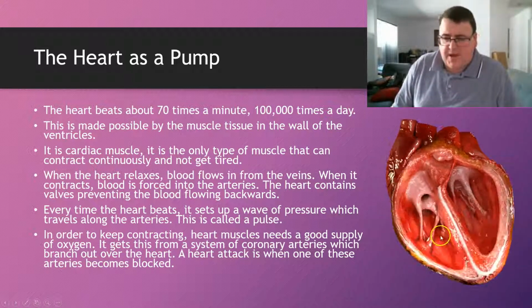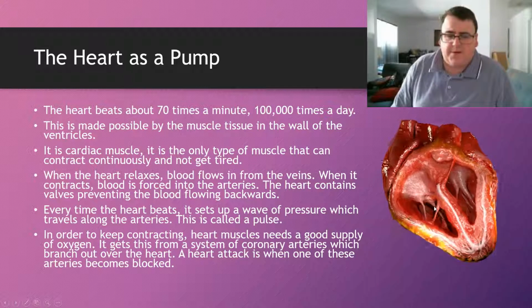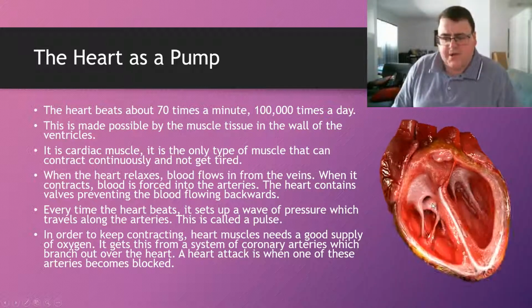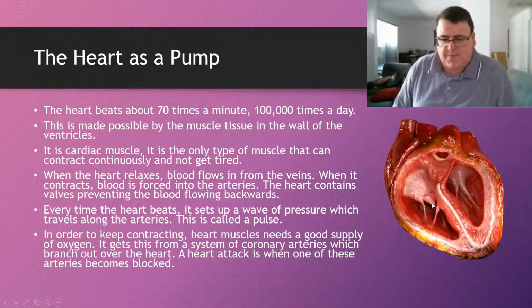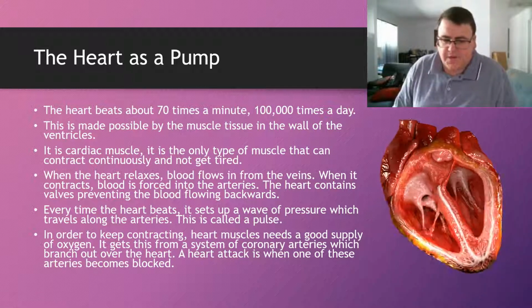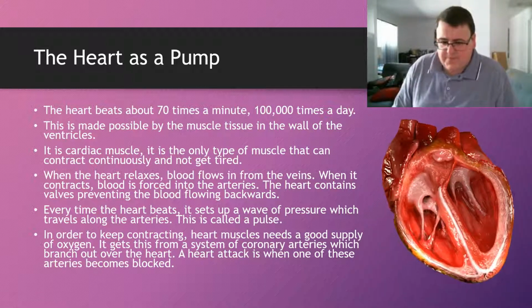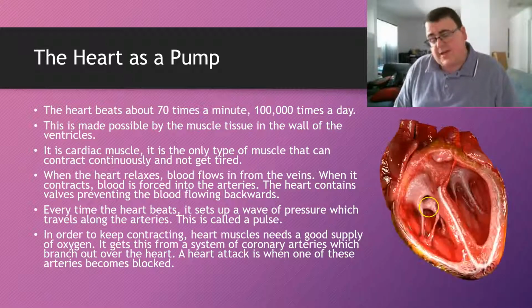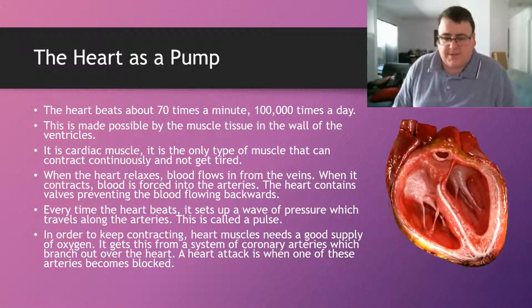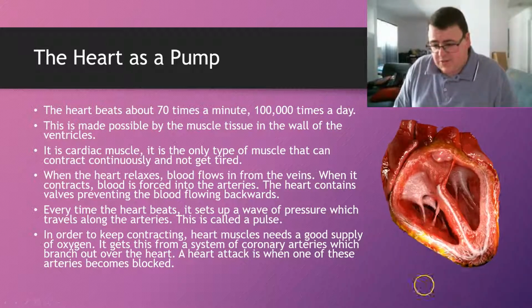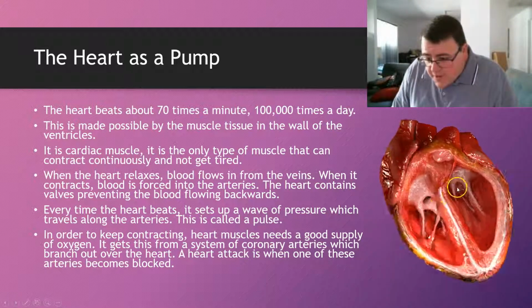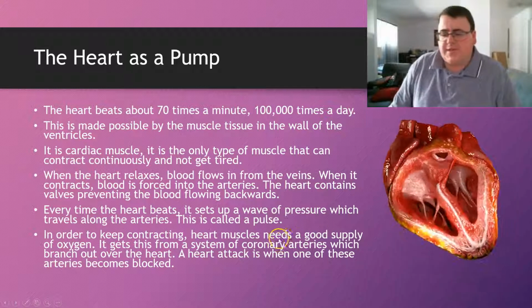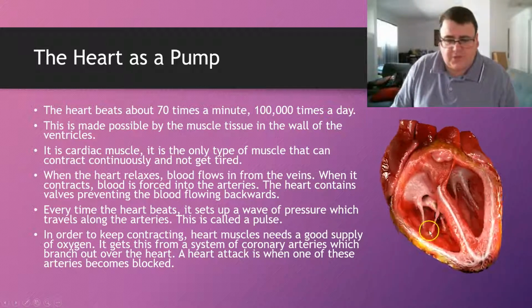The special thing about cardiac muscle is it's the only type of muscle in our bodies that can contract continuously and not get tired. So there's no lactic acid being built up inside your heart muscle. When the heart relaxes, that's when blood's flowing in from the veins. And when it contracts, that's when blood's being forced into the arteries. The heart will contain valves, as you can see, opening and closing over here, which prevents the blood going back from the atriums into the ventricles.